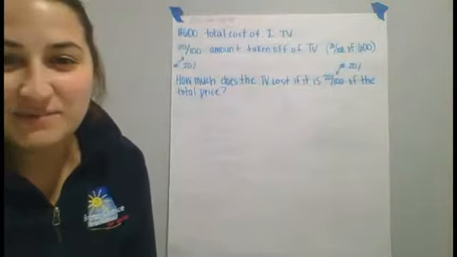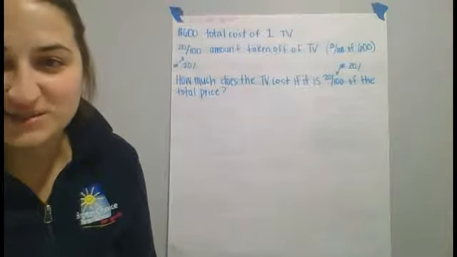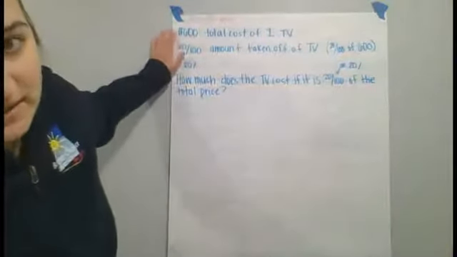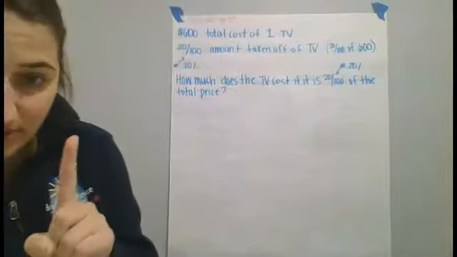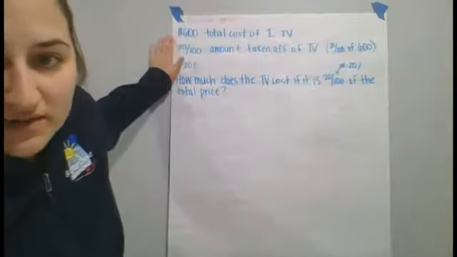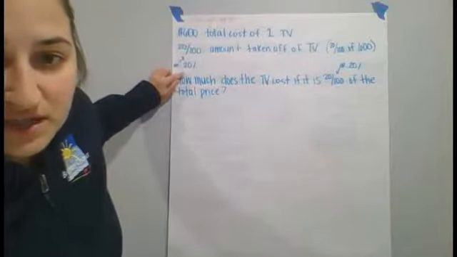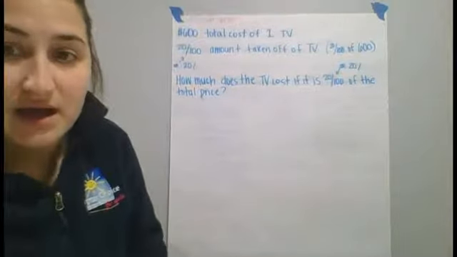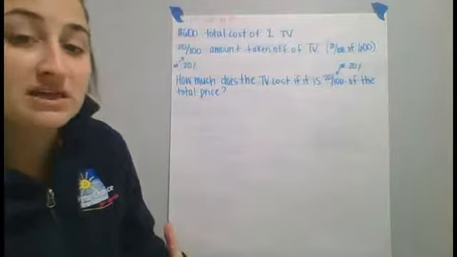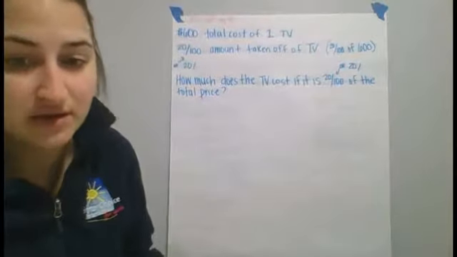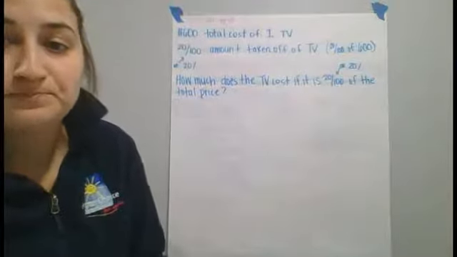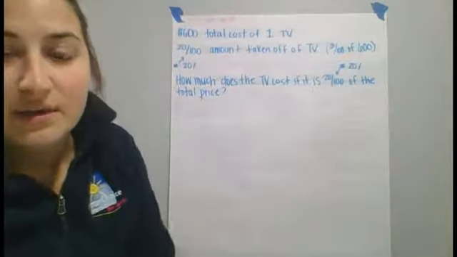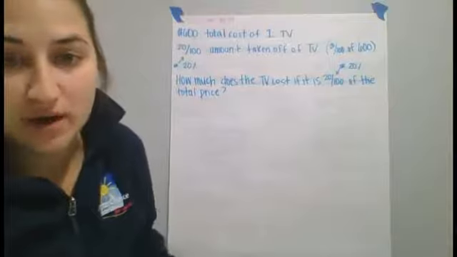All right, ladies. We're going to look at this problem together. I have a TV that I want to buy, and it's $600, and that's one TV. This 20 hundredths, which is the same as 20%, is the amount that's going to be taken off of the TV. It's not going to give you the sale price directly; you're going to have to calculate the sale price yourself. We want to know how much the TV costs if it's 20% off.